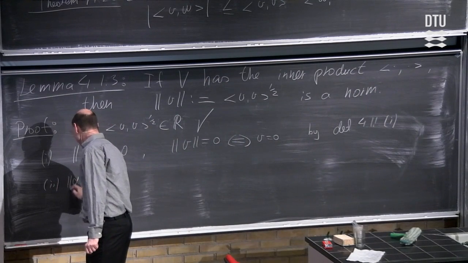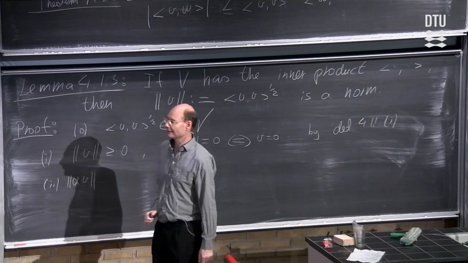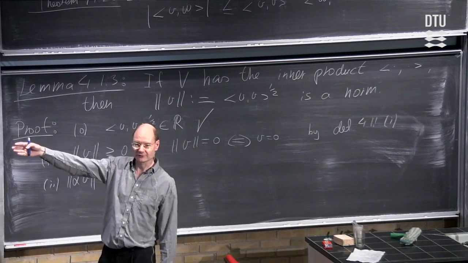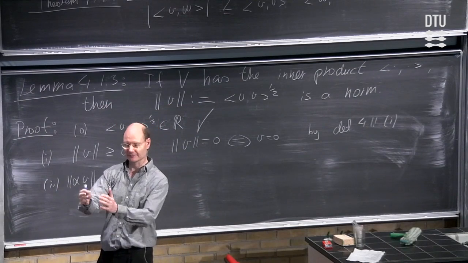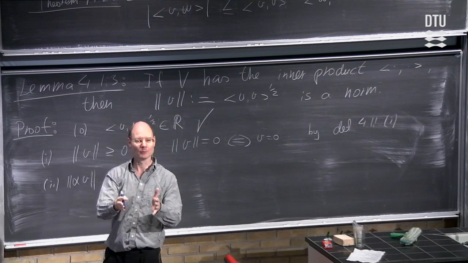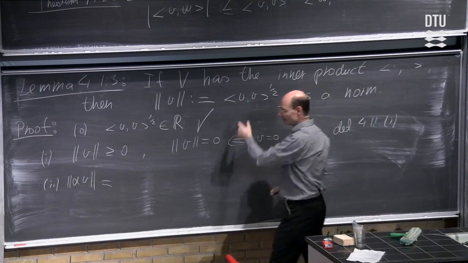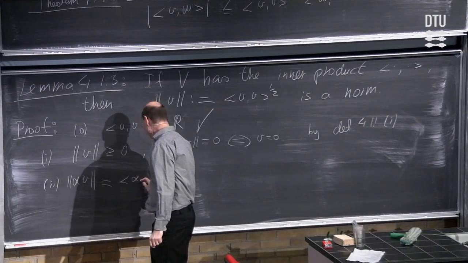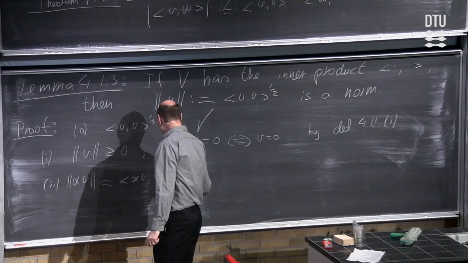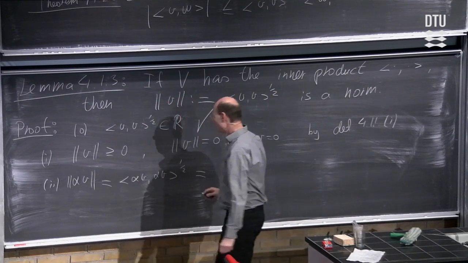Alpha V, we need to look at this in norm, and then we need to show, according to what we have on the slide, that this is the same as the absolute value of alpha times the norm of V. And the only way we can do that is to use the definition of the norm. The definition of the norm says that we have to put in the vectors and take the square root in the inner product. So this is the inner product of alpha V with alpha V, to the power a half.